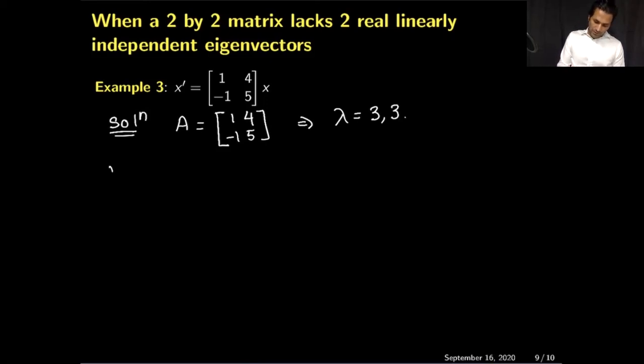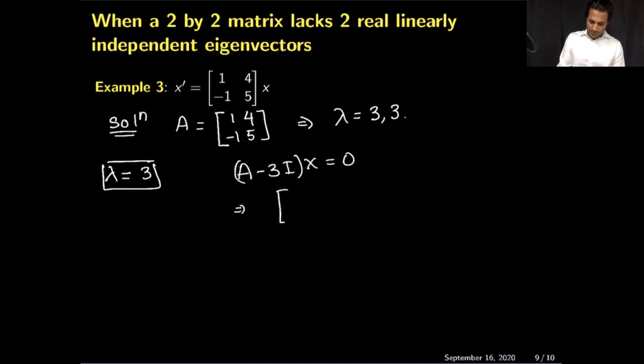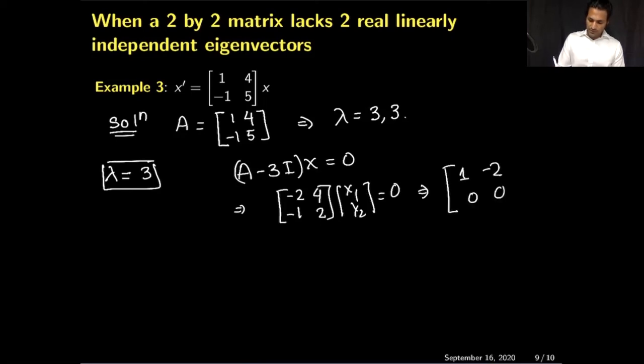So to calculate the eigenvector corresponding to this repeated eigenvalue, I have to solve the system (A minus 3I)x equals 0, in other words, the matrix negative 2, 4, negative 1, 2 times x1, x2 equals 0. If I use the row reduced echelon form, I will get 1, negative 2, 0, 0, times x1, x2 equals 0, 0.